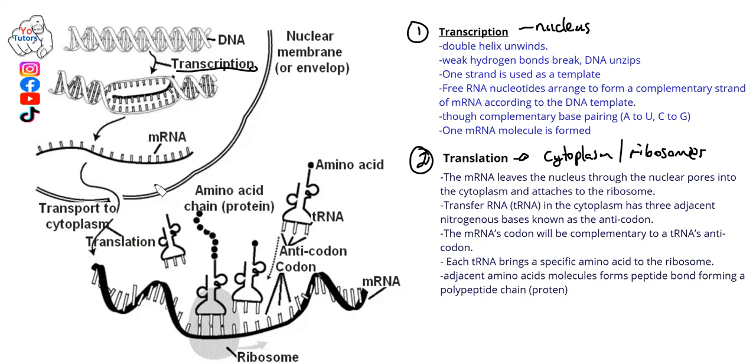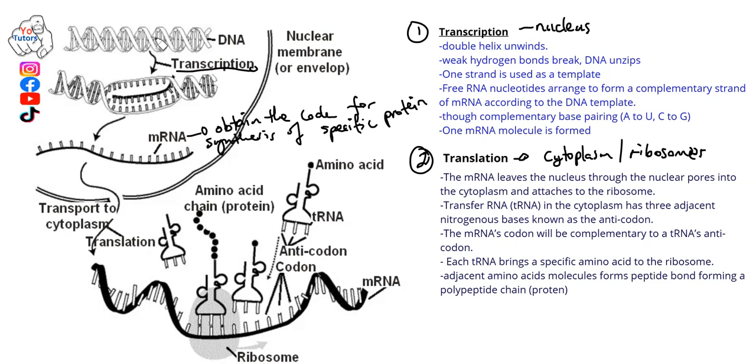Now, another thing you must be able to know is that when we're talking about transcription, we are saying messenger RNA is copying the code, obtaining the code for synthesis of a specific protein. So where is the code coming from? The code is coming from the DNA.